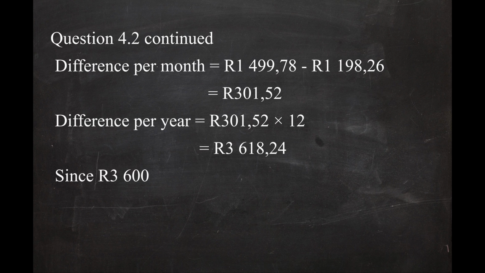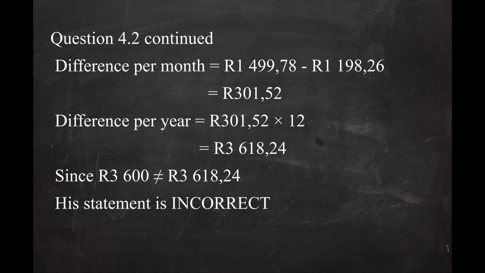Since John stated that the cost per year in Cape Town will be 3,600 Rand more than Ekurhuleni, and you have proof that it's actually 3,618 Rand 24 cents more, you must state that his statement is incorrect. Not making this final statement will result in you losing 1 mark.